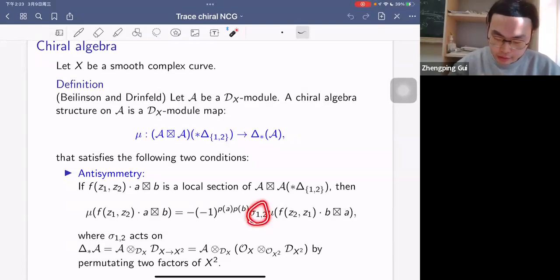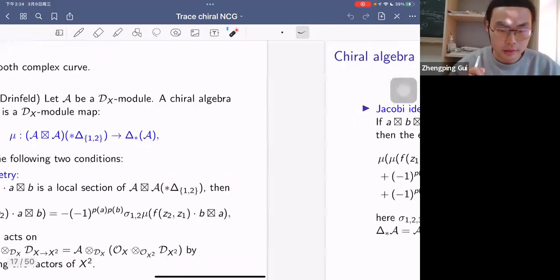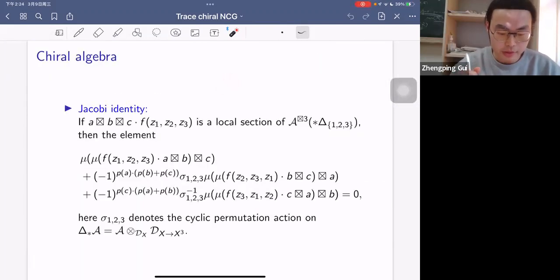And this sigma is the symmetric group action exchanging the two copies of X times X. And this map mu here satisfies the Jacobi identity.